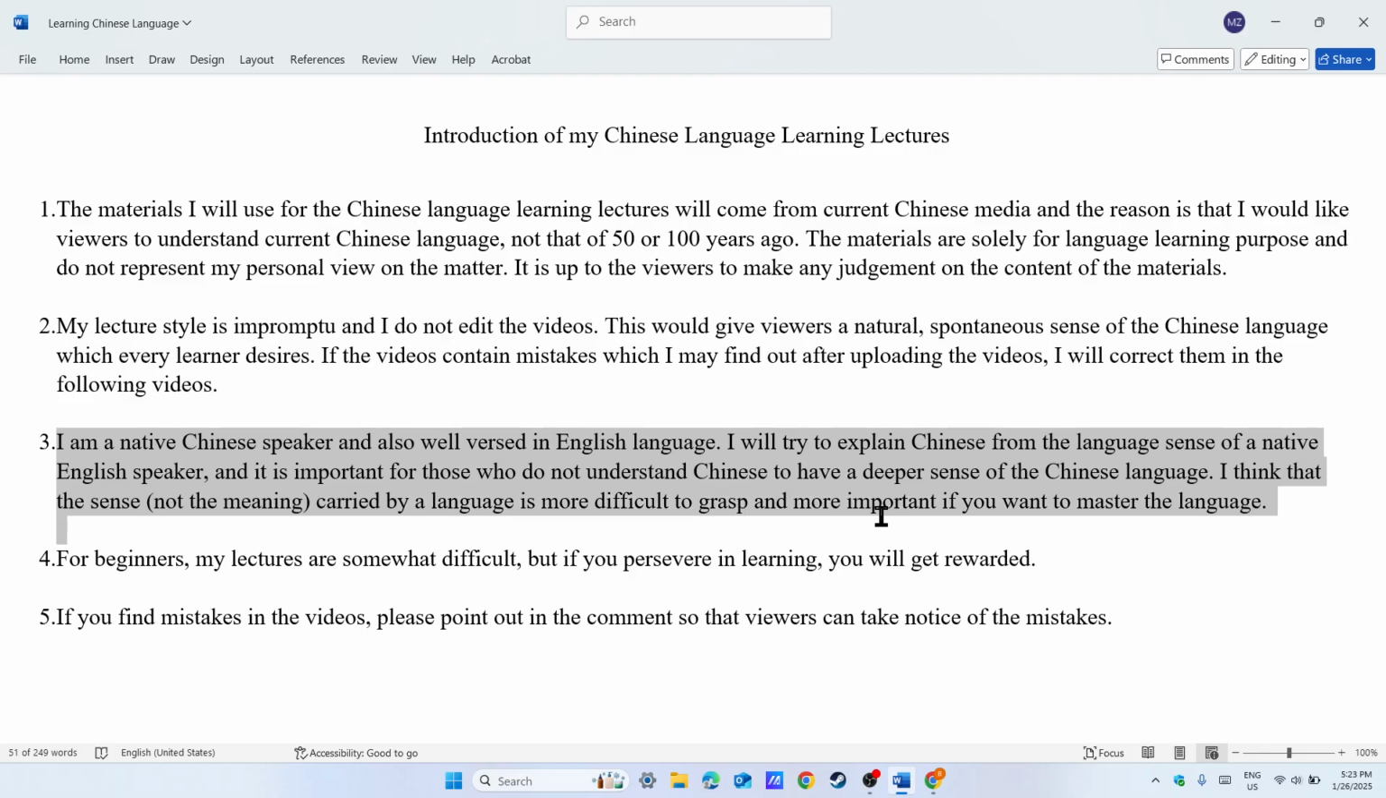Point 3 is: I'm a native Chinese speaker and also well versed in the English language. I will try to explain Chinese from the language sense of the native English speaker. And it is important for those who do not understand Chinese to have a deeper sense of the Chinese language. I think the sense, not the meaning, carried by a language is more difficult to grasp and more important if you want to master the language.